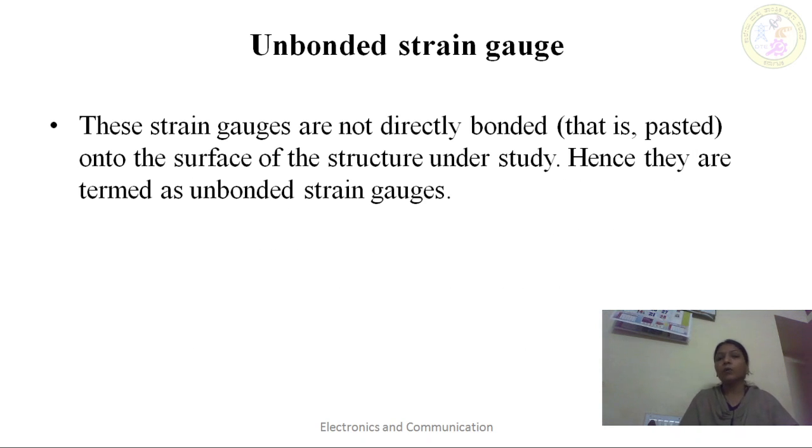So next we will move to unbonded strain gauge. These strain gauges are not directly bonded, that is pasted onto the surface of the structure under study. Hence they are termed as unbonded strain gauges. So in this type of strain gauge, they are not directly bonded.